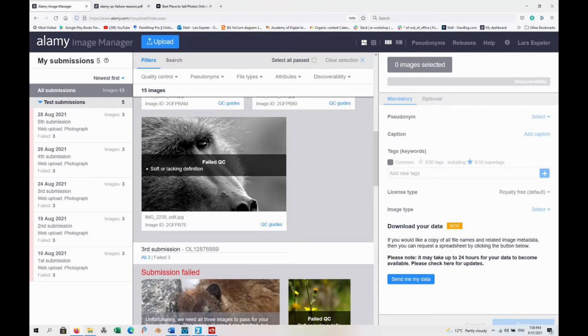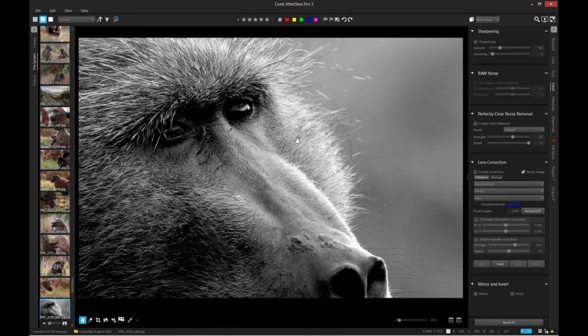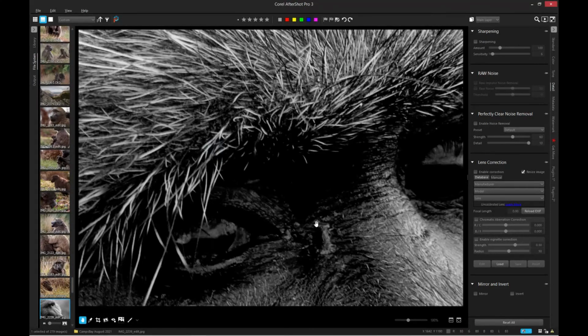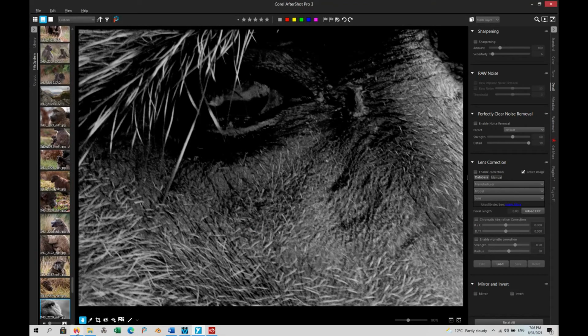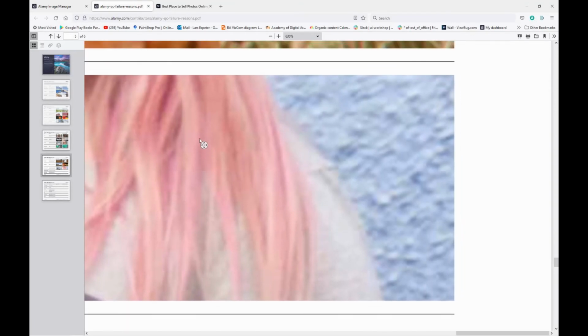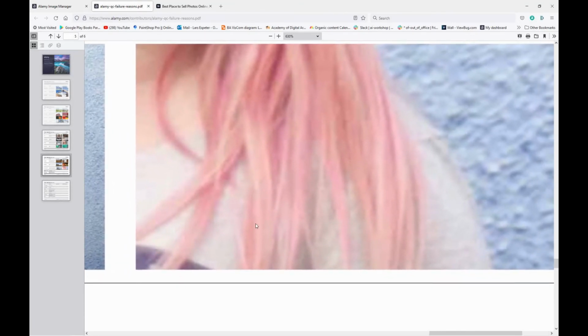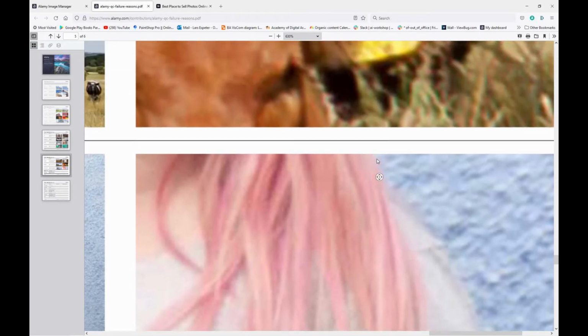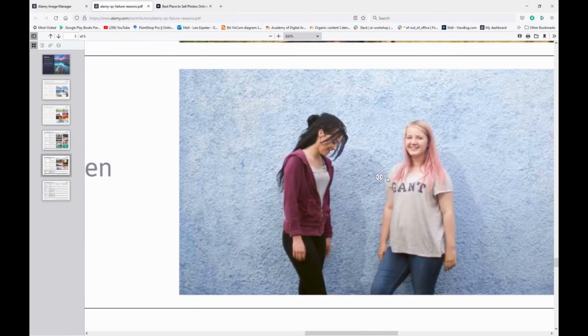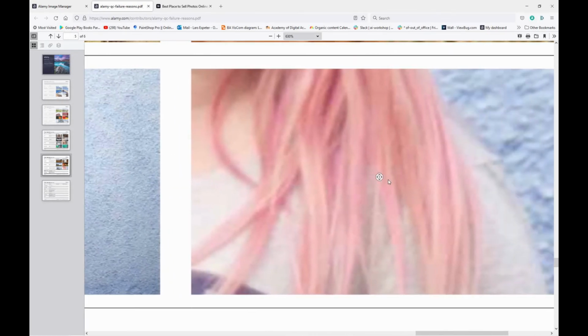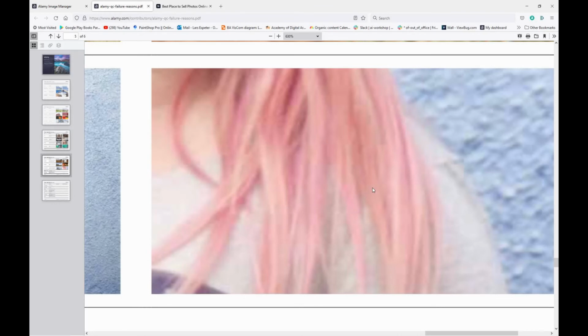Let's take a look at the original JPEGs. So this is the image that got rejected by Alamy for software lacking definition. Let's go to the 100% zoom. Okay, let's take a look. So they claim this has software lacking definition. And according to their quality guide, they're looking for this kind of blurriness. So seen at 100%, this image looks like that because somebody blew the image up, apparently. And then you get this pixel kind of junk.